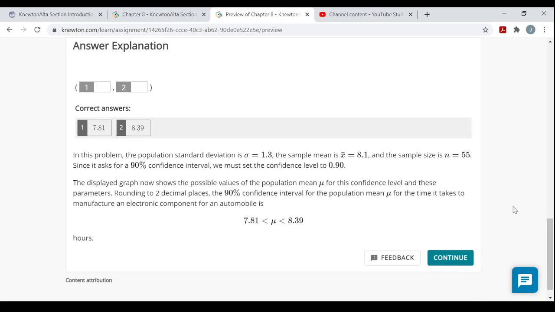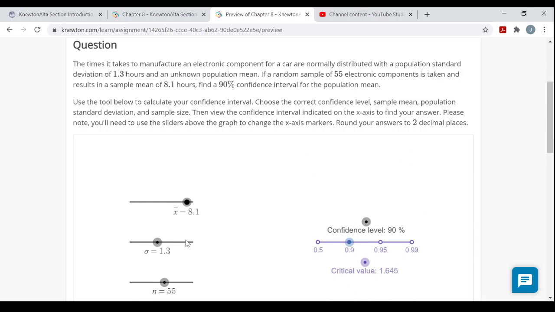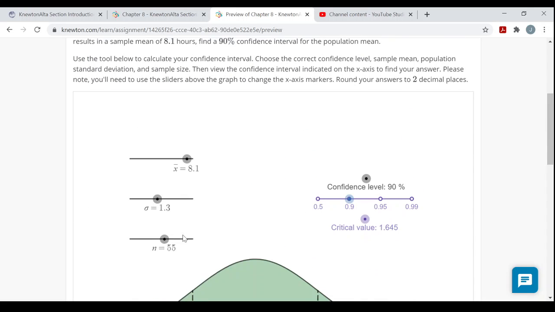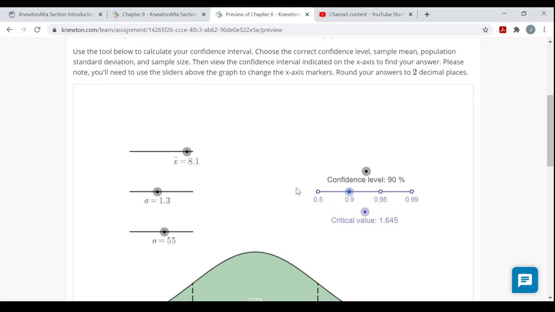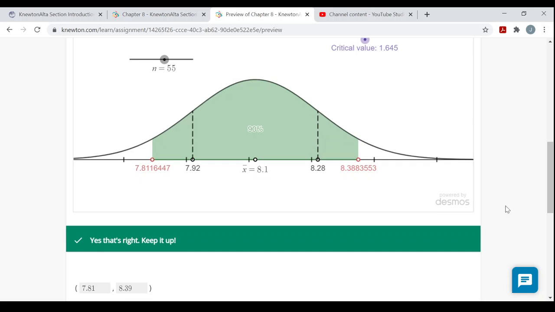And that's it. Again, pretty easy one. You just move the sliders: what's the sample mean, what's the population standard deviation, what's the sample size, what's the confidence level? And then you get your confidence interval drawn out for you. You don't have to do it yourself. In later sections, of course, we'll have to do it ourselves, and also show you how to do that with a calculator. But for right now, we're just looking at these pictures.